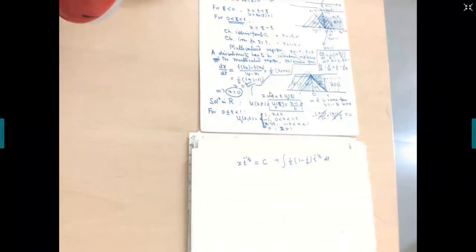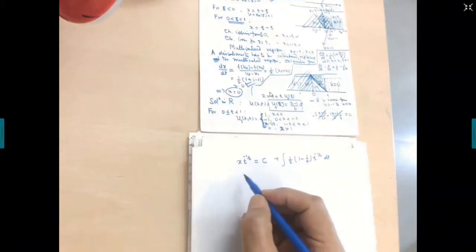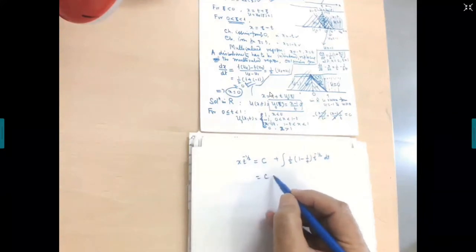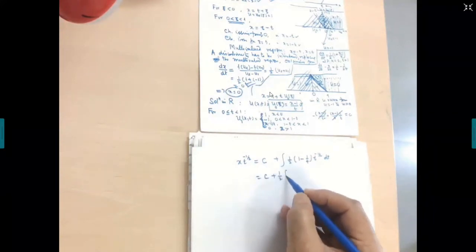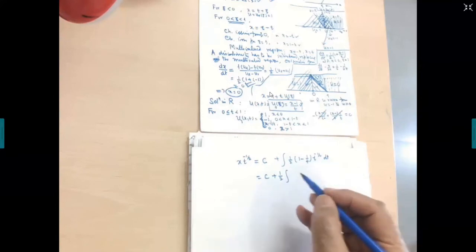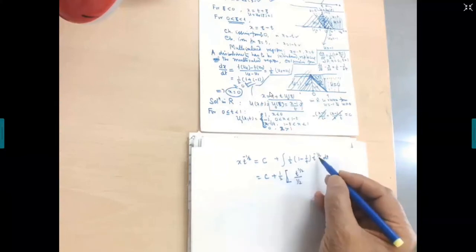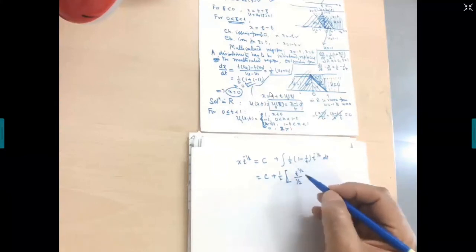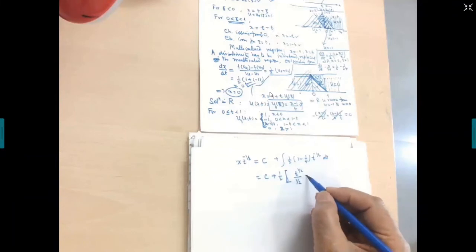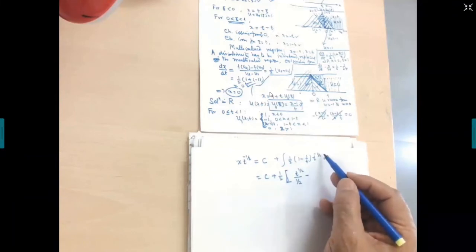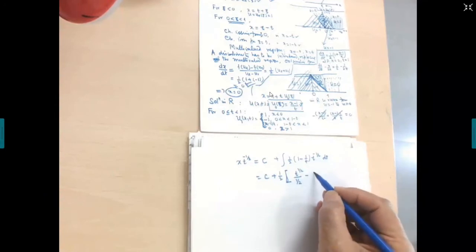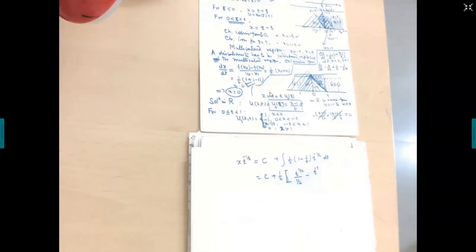Is it all right? Yes, sir. Okay. So now you can see here that this is your c plus half. Now the first term, t to the power minus half, its integral would be t to the power half divided by half. And minus, what is the next term? This is t to the power minus 3 by 2, so what it would be, t to the power minus 1 by 2.